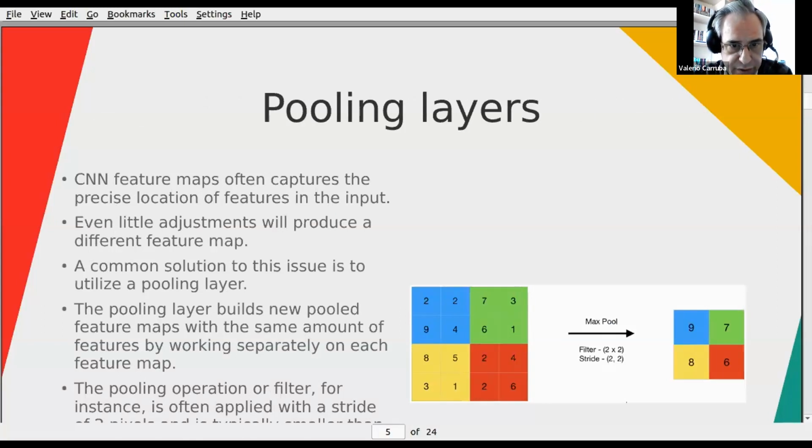A common solution for this issue is to utilize a pooling layer. A pooling layer builds a new pooled feature map with the same number of features by working separately on each feature map. The pooling layer operation or filter, for instance, is often applied with a stride of 2 pixels. This is typically smaller than the feature map. A common operation used for pooling is the mean or the maximum. So you can see an application in the figure. You can select the blue squares. The maximum value here is 9, so this will map this 4 square into 9. It will do the same for the green square into 7, and so on and so forth.